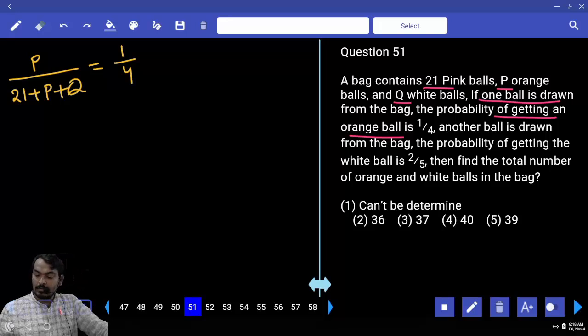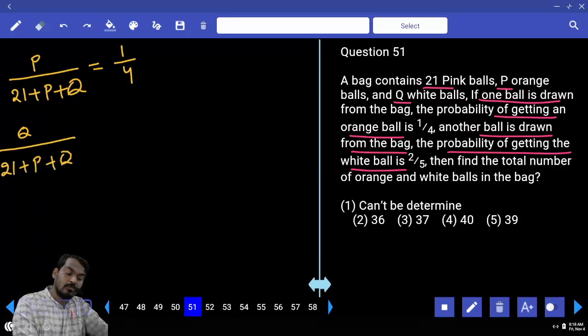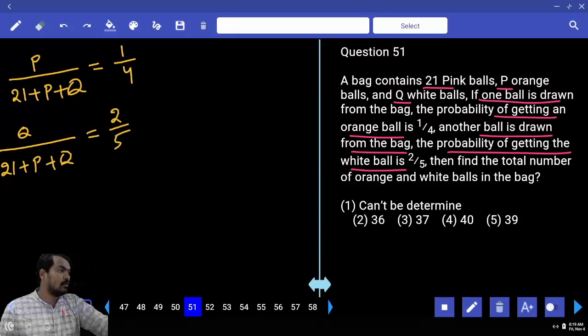Next, second one, another ball is drawn from the bag, the probability of getting the white ball is how much? 2/5. White means how many balls? Q balls. Q by 21 plus P plus Q, that is equal to how much? 2/5. Yes or no? First one, what is the denominator in first one? 21 plus P plus Q. Second one denominator also 21 plus P plus Q or not? Means denominators are same or not?